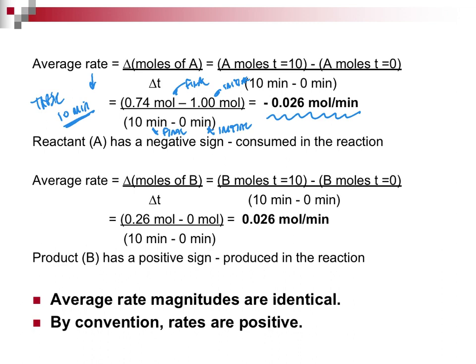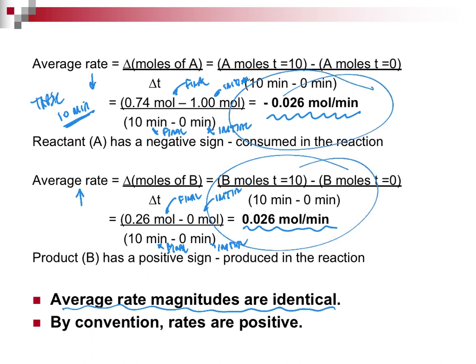What if instead we were looking at the average rate of B appearance? Well, we would do the same thing. We would count the number left of B, or the number that have formed in 10 minutes. Here's what we had initially, absolutely none. Here is our final time, and here is our initial time. If I do the math, what I come up with is the exact same magnitude. The average rate magnitudes will always be identical, and by convention, rates are always presented as positive numbers. So take some time to go through that. I typed it out ahead of time because it just takes too long to write down.